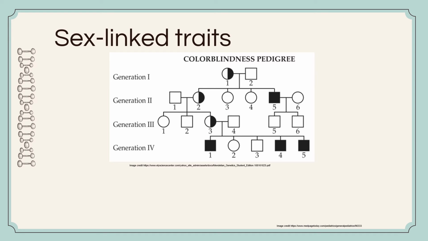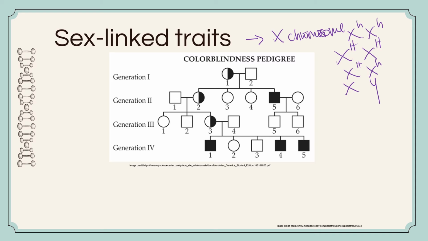Sex-linked traits can also be shown in our pedigrees. This one is a pedigree for colorblindness in humans. It is a sex-linked trait. That means it is on the X chromosome. Remember that for these traits that are on the X chromosome, females have two X's, males have an X and a Y. So females could be homozygous dominant, females could be heterozygous, females could be homozygous recessive.